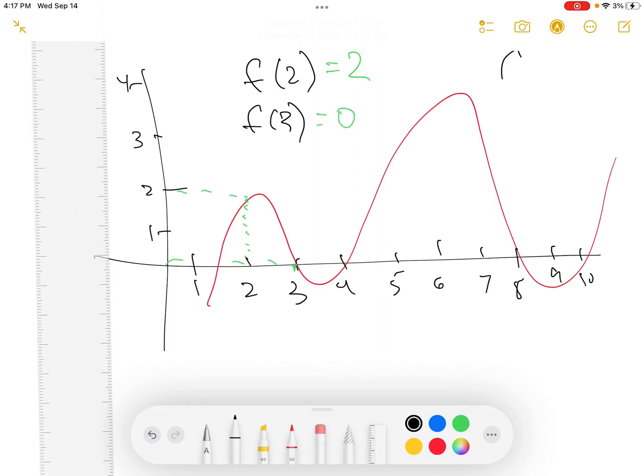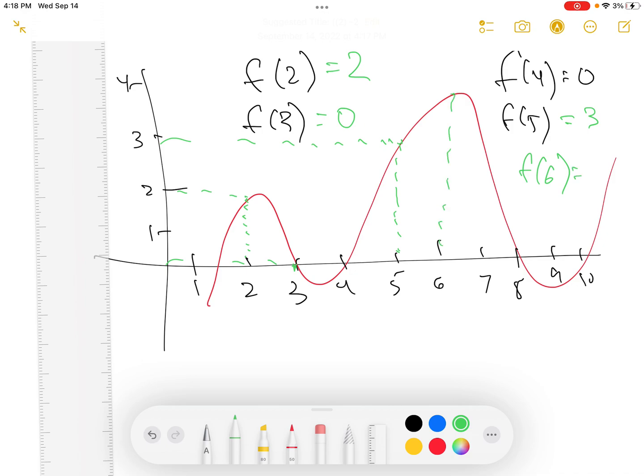Let's do f of 4. What's f of 4? You got f of 4 is 0. What about f of 5? You go, and f of 5 is equal to 3. What about f of 6? And then you got 4. Okay, so that's how those kinds of things work.